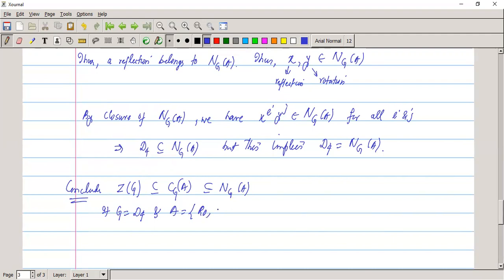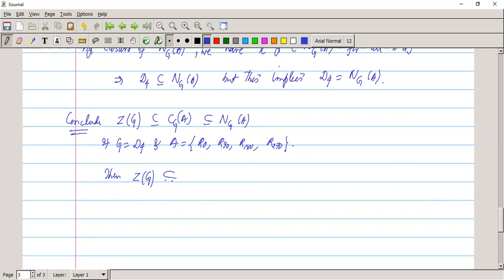But here we have taken an example: G equal to D4, and the set A equal to R0, R90, R180, and R270. We saw that the center of G contains two elements, but the centralizer of A contains four elements. So the center is contained in the centralizer, but it is properly contained. And since the normalizer of the same set is the whole D4, the centralizer is properly contained in the normalizer of A. So what we want to conclude is that it is always true that the center is contained in the centralizer, and the centralizer is always contained in the normalizer, but there can be a strict inclusion also. With this, we conclude this lecture.